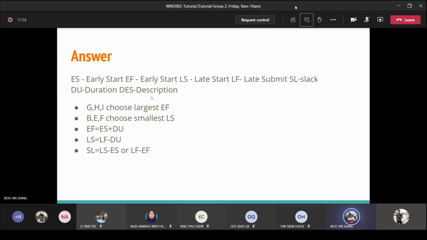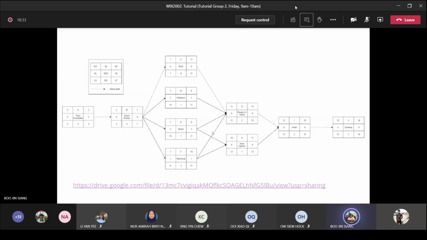Then we need to identify which is the merge one. For the merge ones, G, H, I, we need to choose the largest early finish. For B, E, F, we need to choose the smallest late start. Then after, we need to identify the early finish. Early finish equals early start plus duration. Late start equals late finish minus duration. Then slack will be LS minus ES or LF minus EF. Then this was my chart.